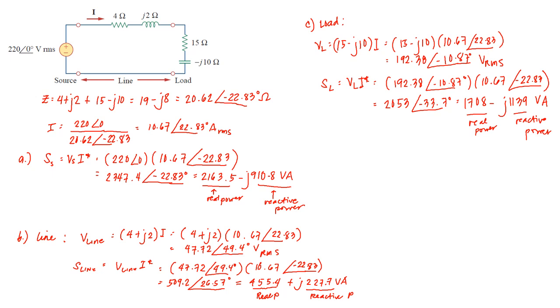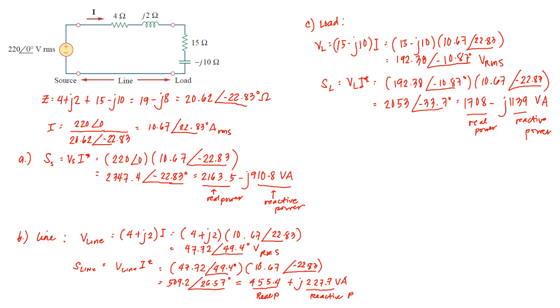Now for letter C, for the load. So VL, this one is the load, is equal to 15 minus j10 multiplied by I. So that would be 15 minus j10 times 10.67 angle 22.83. And this is equal to 192.38 angle negative 10.87 Vrms.